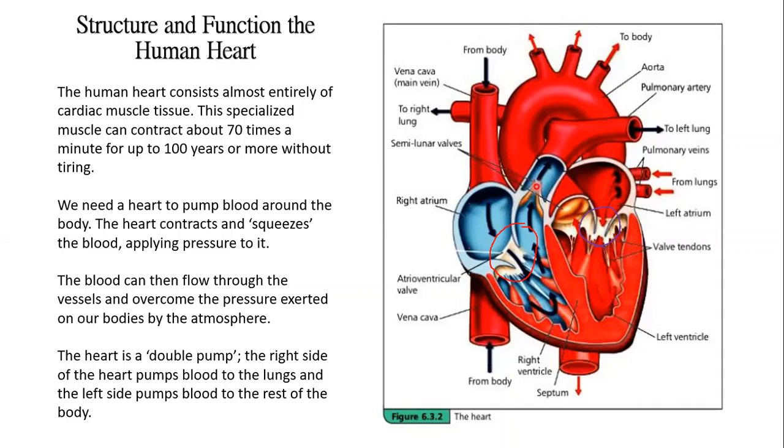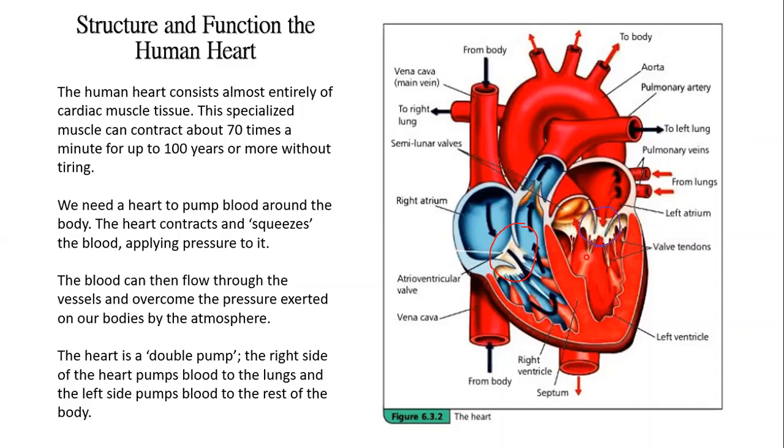The pulmonary valve only opens when the right ventricle contracts. Okay? That's the only time the pulmonary valve would open, when the right ventricle contracts. When the right ventricle relaxes, the pulmonary valve would close and the tricuspid valve would open.